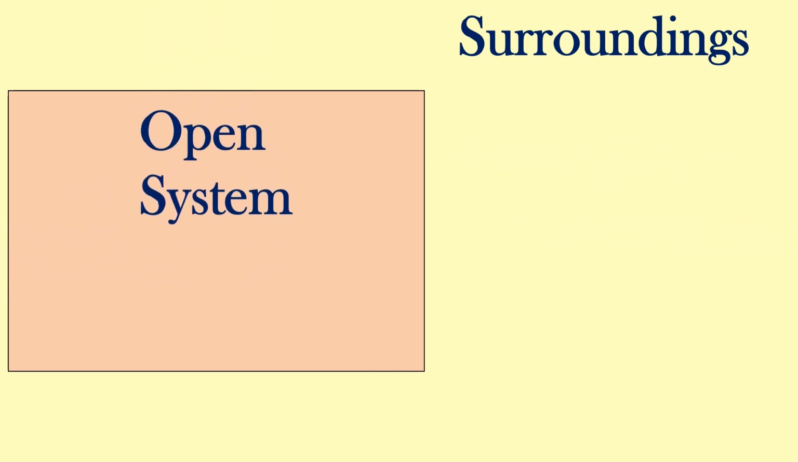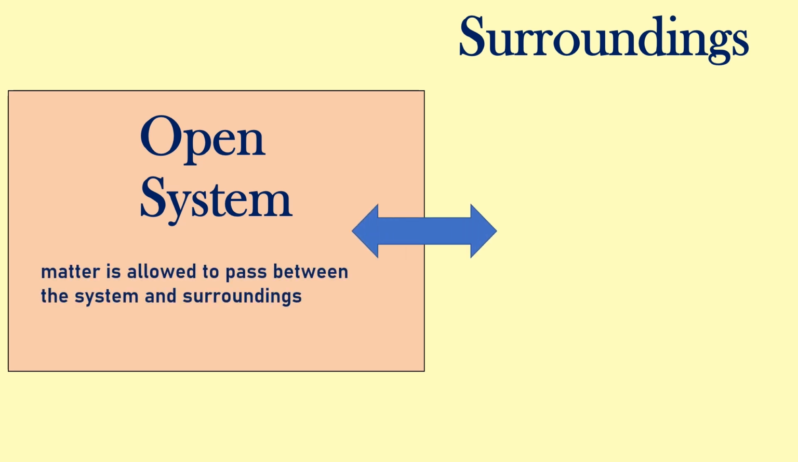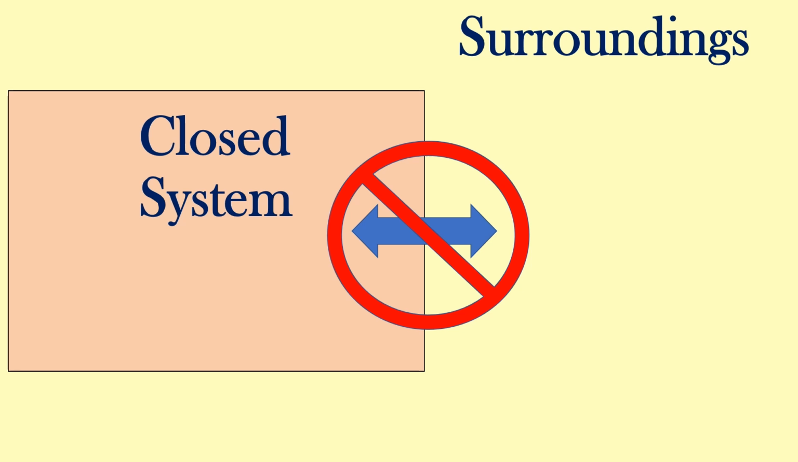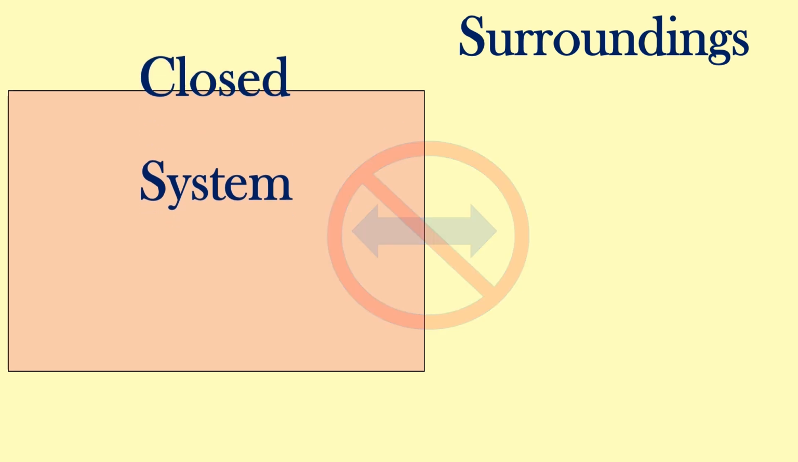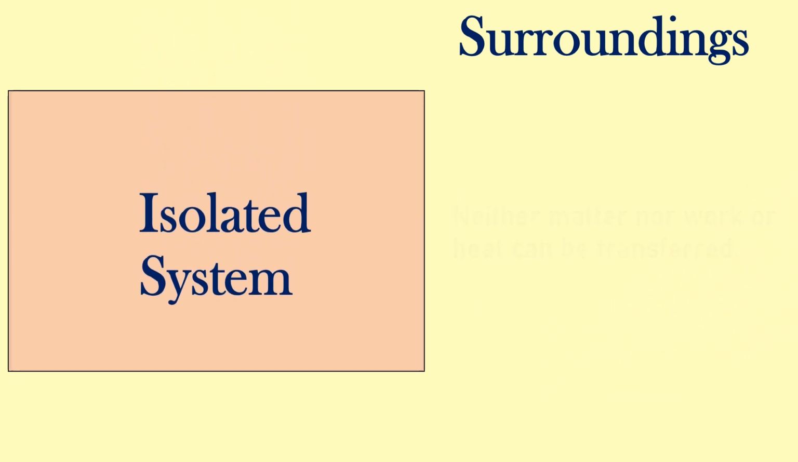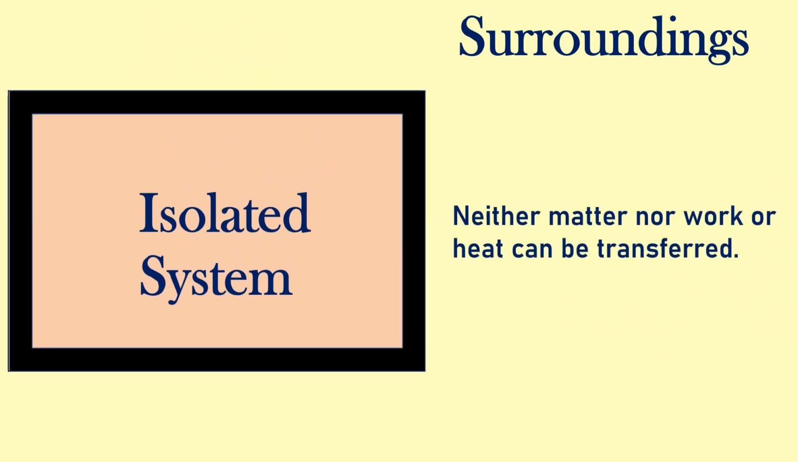Systems can be open or closed. In an open system, matter is allowed to pass between the system and surroundings. This is not the case in a closed system. However, even in a closed system, energy can be exchanged between the system and surroundings in the form of work or heat. In isolated systems, neither matter nor work or heat can be transferred.